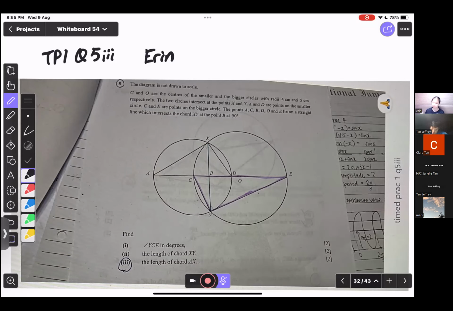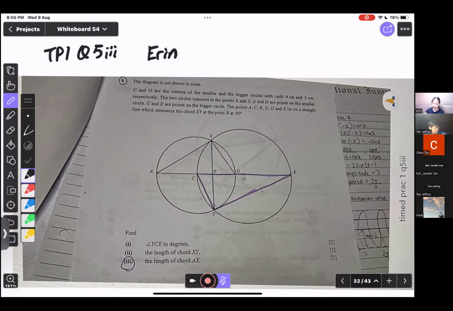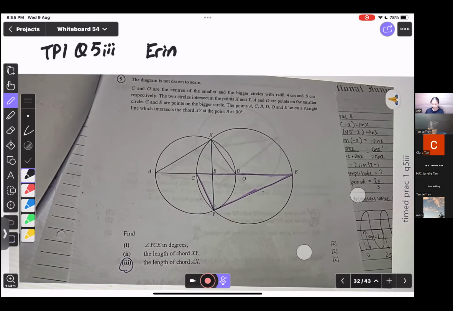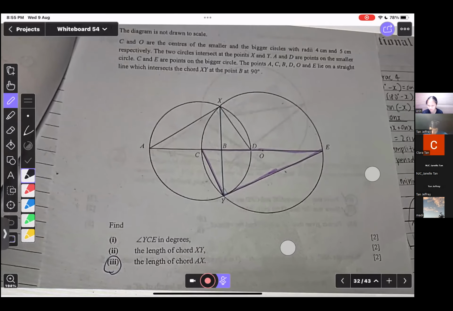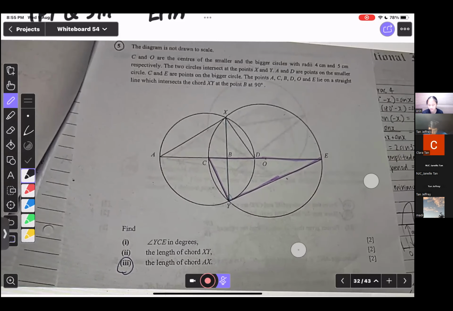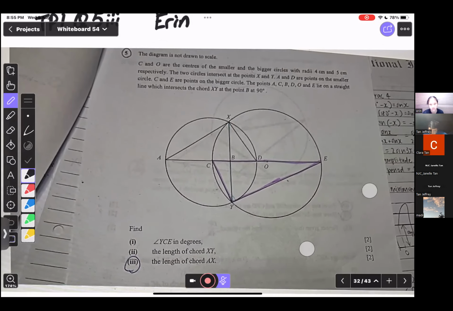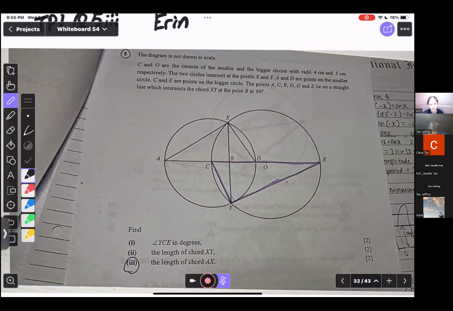Okay. So this one, let me see. You know that AX, I want to find X because this one has to do with AD. Is AD a diameter? Would AD be a diameter?